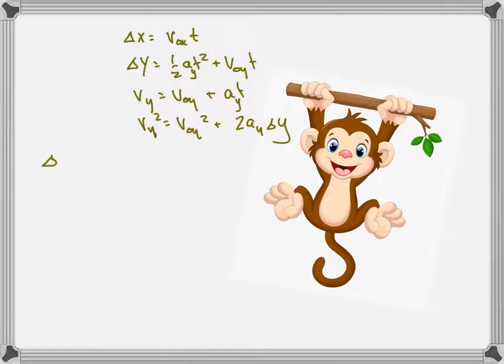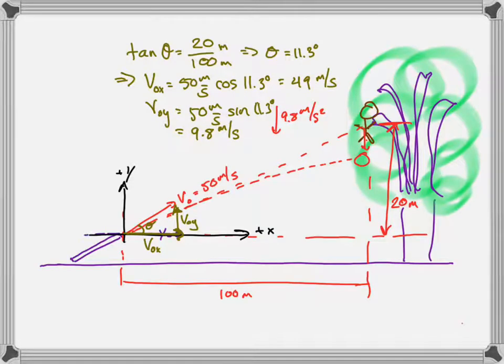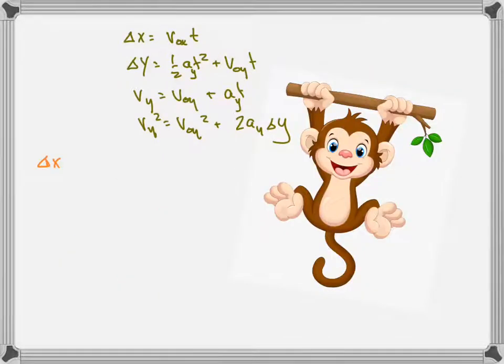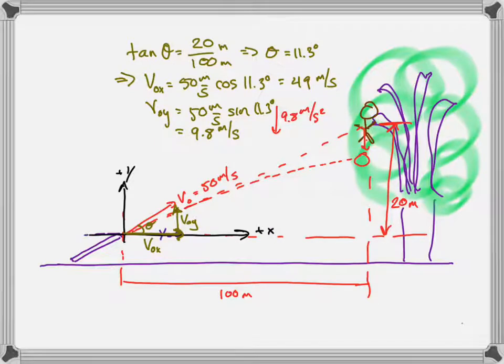So let's change the color. I don't like this color. So delta x is the horizontal range, and oh, wait a second. What are we analyzing? We're analyzing the motion of the bullet to see where the bullet goes, right? So we didn't even think about what we're analyzing. We just started writing things down, which is good. But now let's think about what we're analyzing.